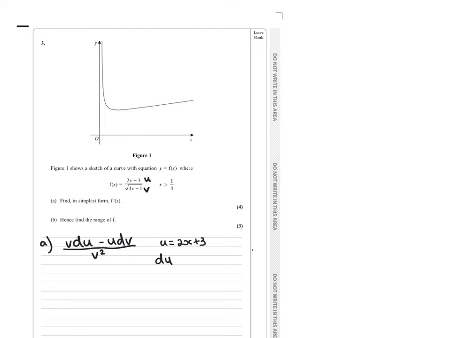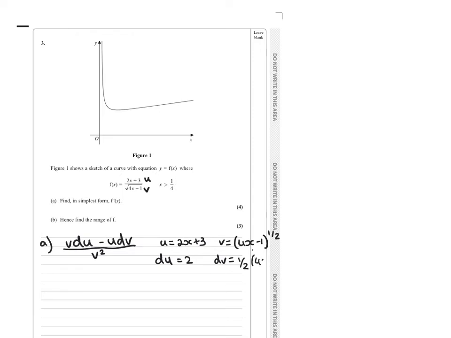du is the differential of 2x plus 3, which we should all be happy with, 2. Okay, v is (4x minus 1) to the power of a half. dv. Okay, now, remember, this is chain rule. So first we differentiate the brackets. This is a half.